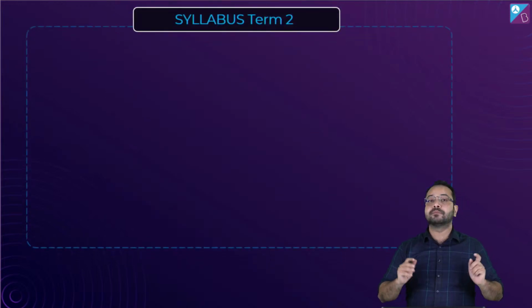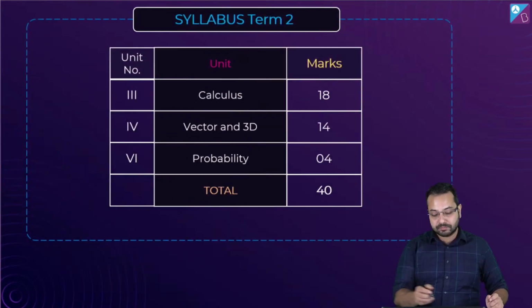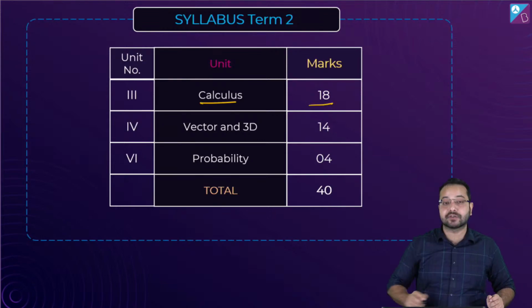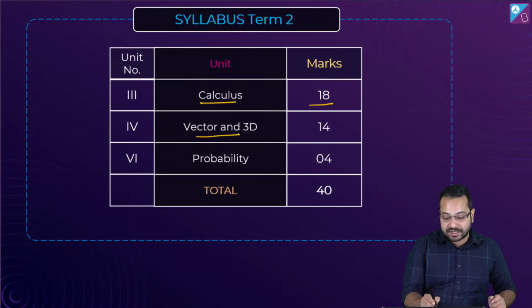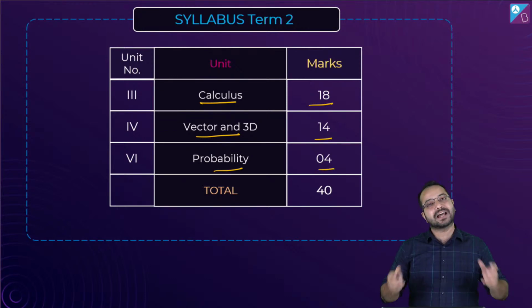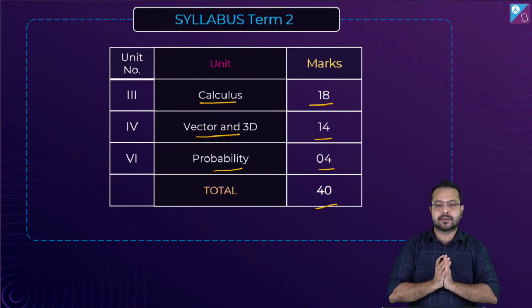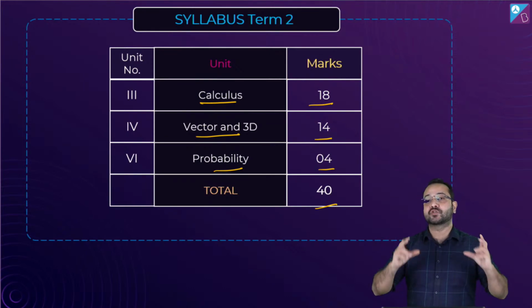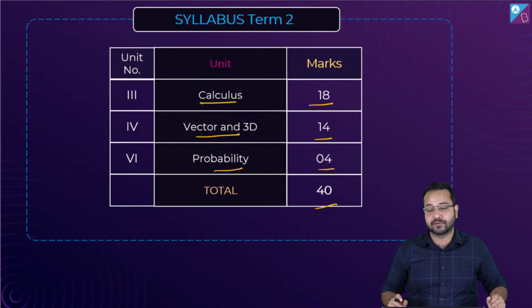Let's talk about term 2. In term 2, calculus has a massive weightage of 18, vector and 3D has a weightage of 14, probability has a weightage of 4 marks. That makes it 40 as well. So you can get a slight idea as to what topics are extremely important from the board's point of view.